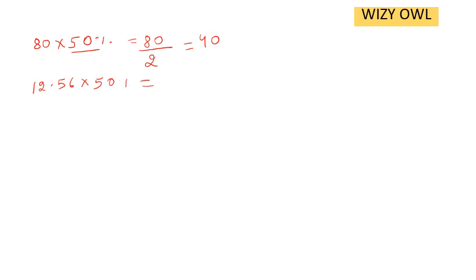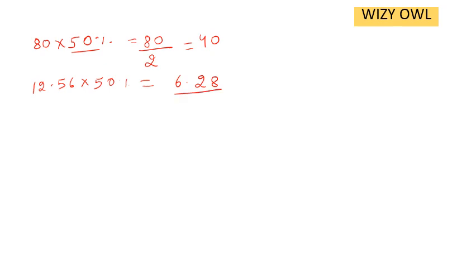Let's start with some easy questions. For example, if you have to find 50% of 80, to find 50% of any number, you just have to find half of that number. So half of 80 is 40. Similarly, if you need to find 50% of 12.56, you will just halve this number, so it will become 6.28.